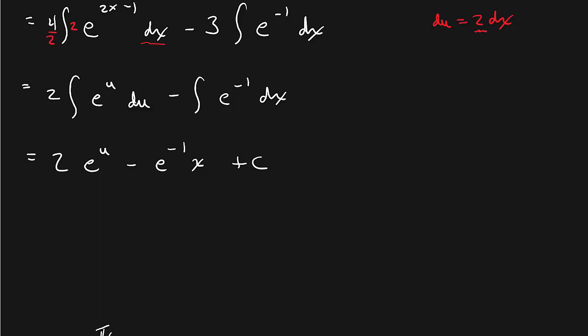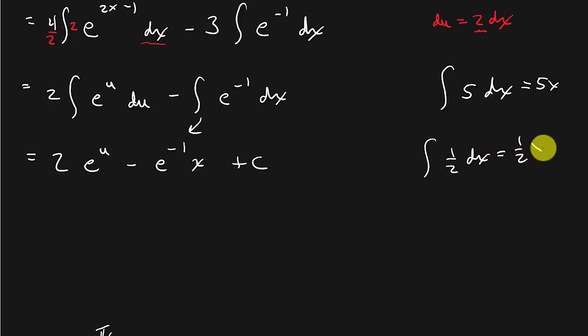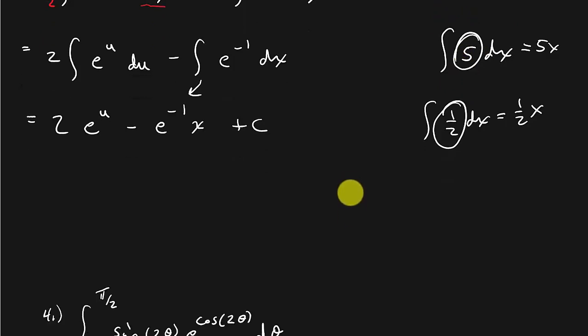All right, so you may be wondering, well, what in the world happened here? Well, e to the negative 1 is just a number, okay? That's the same thing as like integrating 5 dx. Well, what is that? That's 5x. Or integrating 1/2 dx. That's just 1/2 x. See, e is just a number like the 1/2 and the 5. All right, it's a constant.